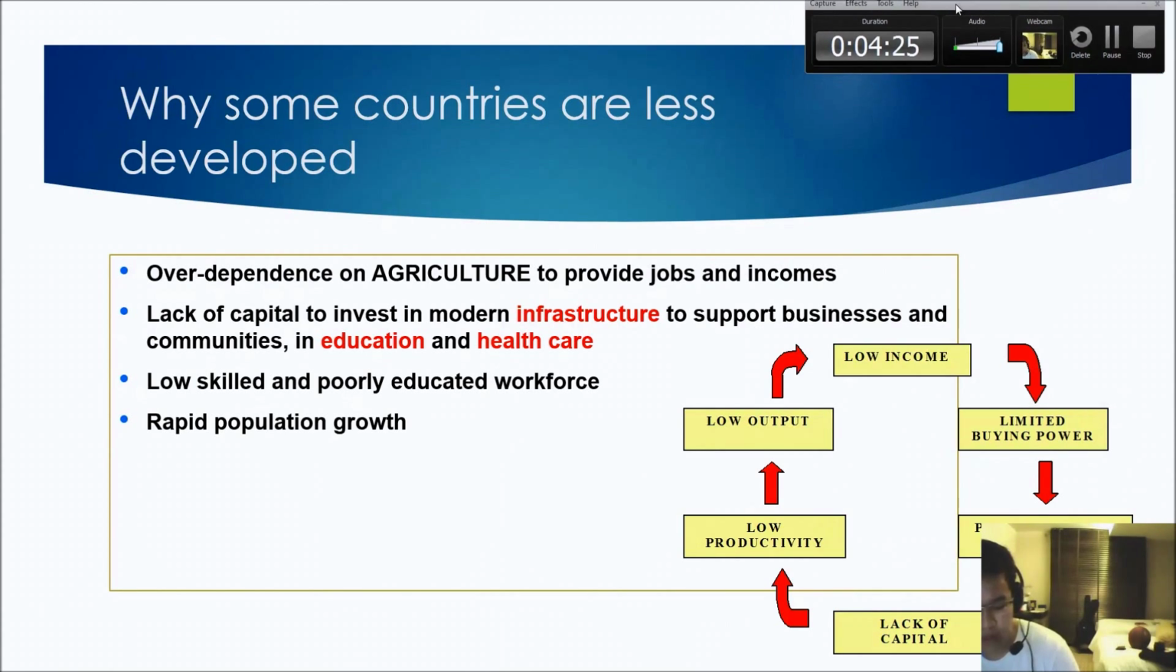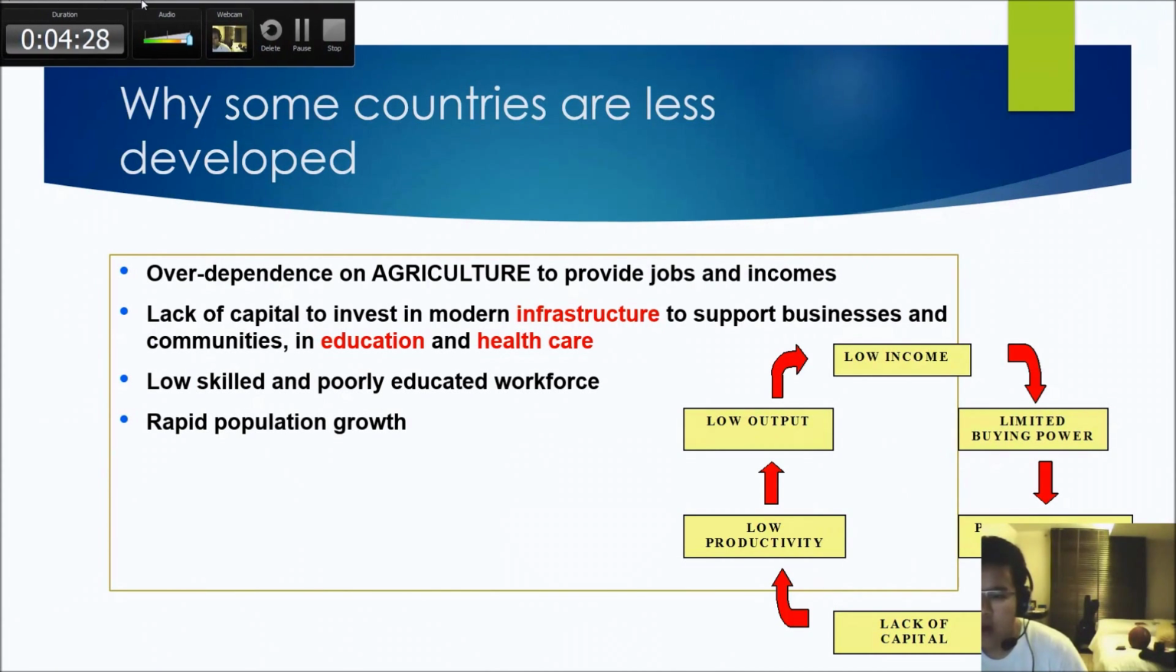Why are countries less developed? So first of all, there is over dependence on agriculture to provide jobs and income. So agriculture is in the primary sector, and they rely too much on that. Second of all, lack of capital to invest in modern infrastructure to support business and communities, and also lack of capital in education and lack of capital in healthcare. So basically they're lacking in capital.